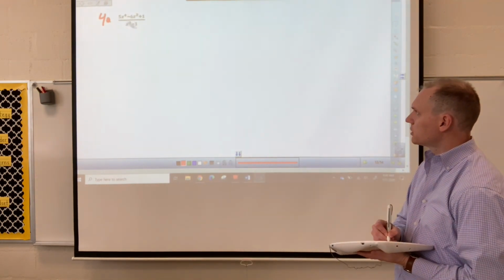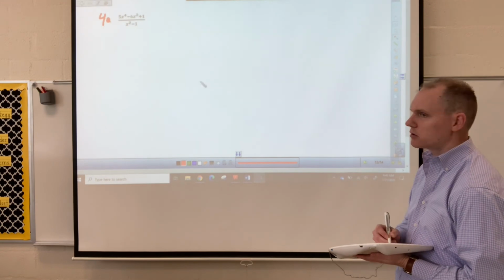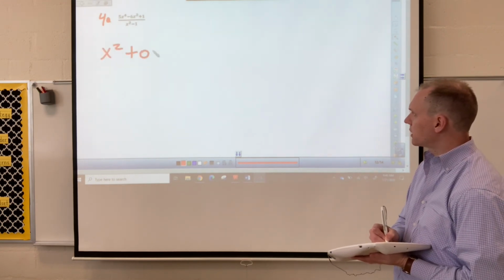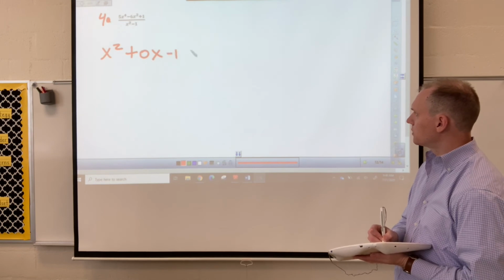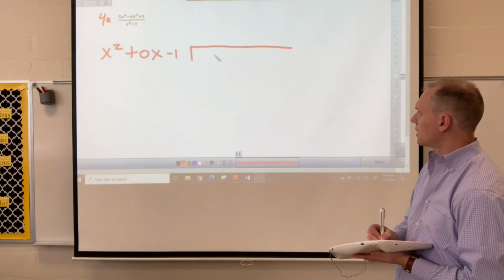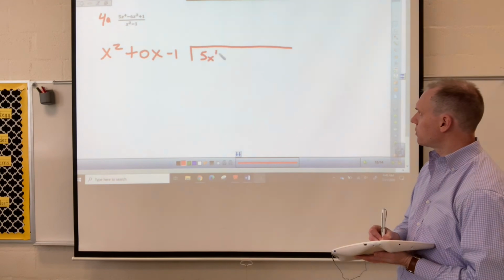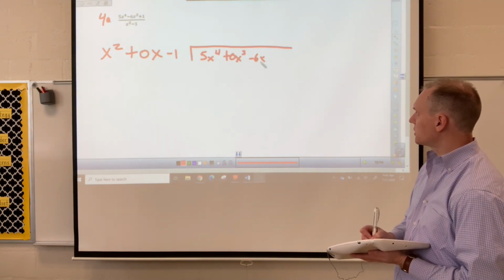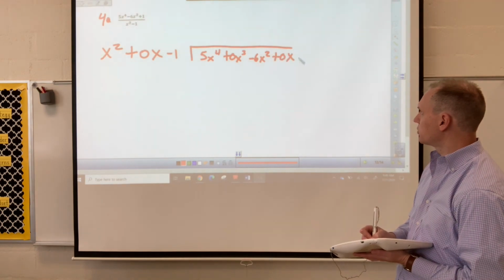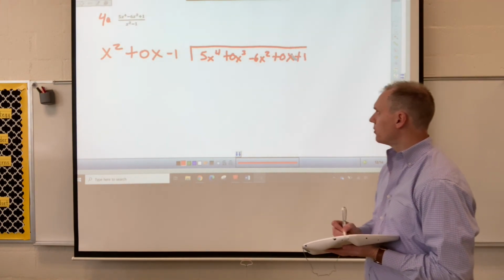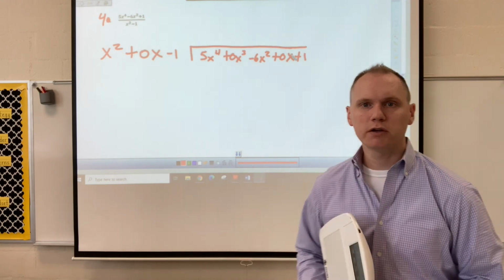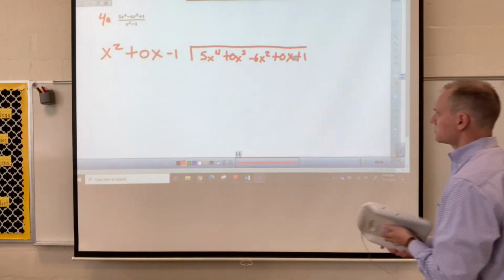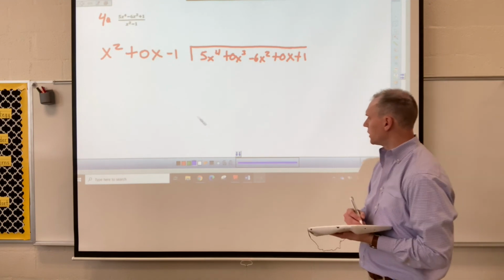We have missing terms in both the numerator and denominator. So when we write these out, x squared plus 0x minus 1, and 5x to the 4th plus 0x cubed minus 6x squared plus 0x plus 1. So I hope you remember to put in those placeholders for those missing terms. All right, so now let's start and see what we get here.